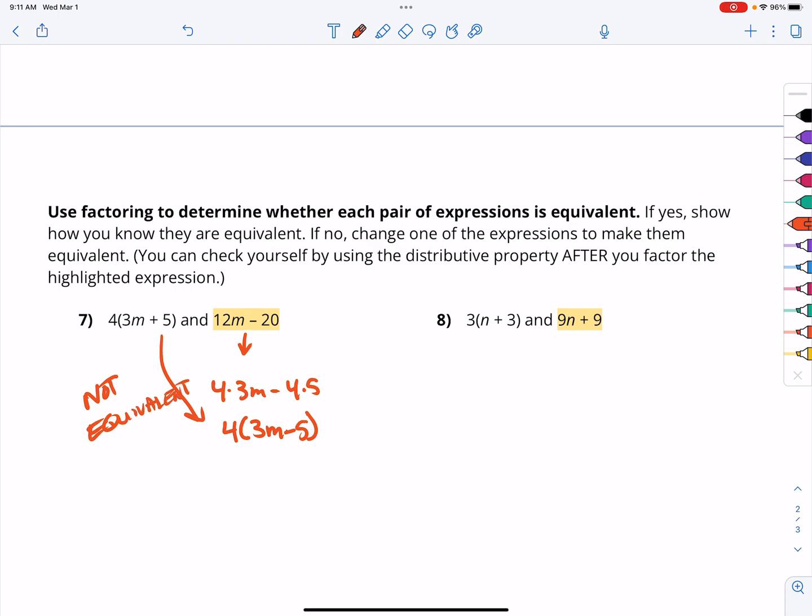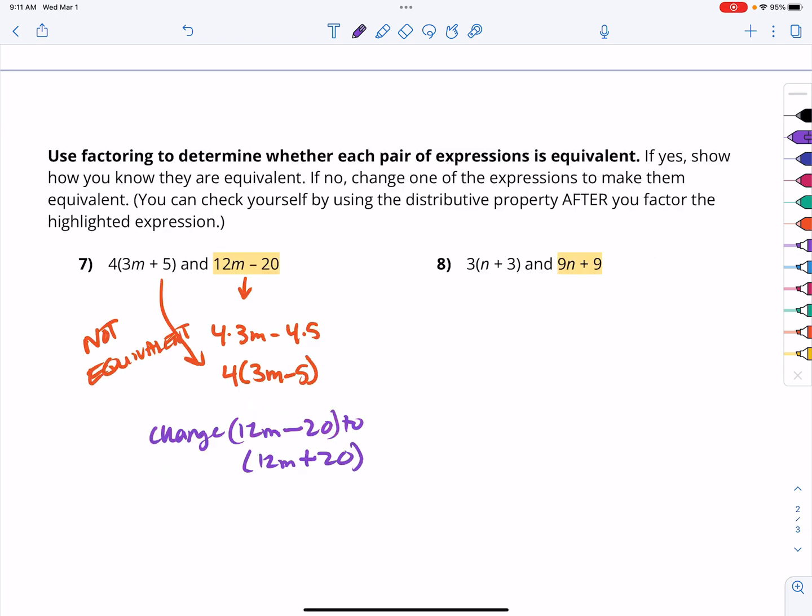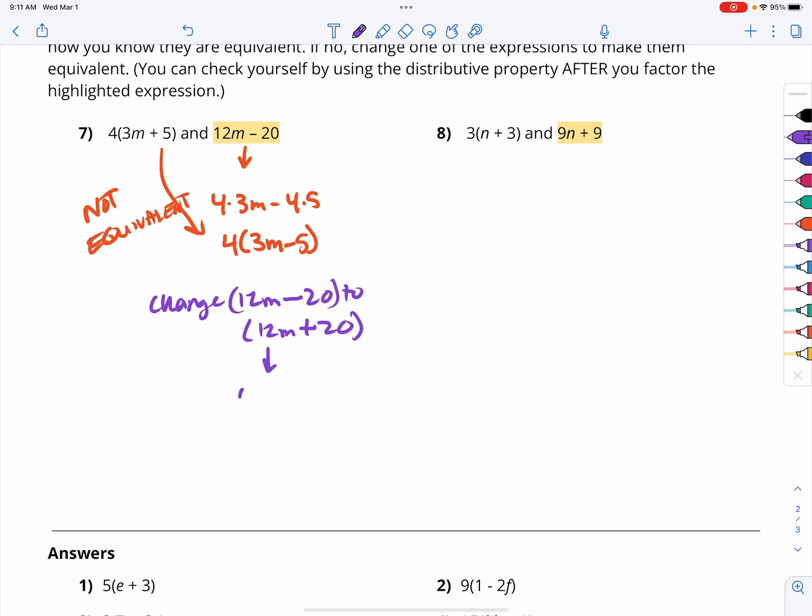So, to make them equivalent, I would change 12m minus 20 to 12m plus 20. And I know 12m plus 20 is a 4 times 3m plus a 4 times 5, which means 4 has been distributed to a 3m plus 5, and now they are equal.